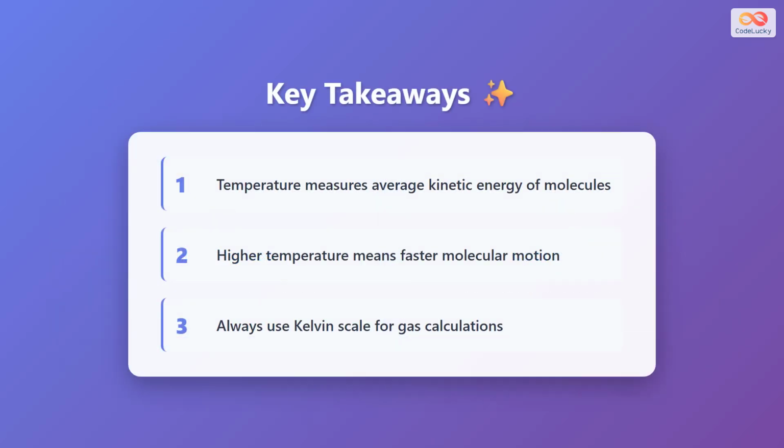Let's summarize what we've learned today. First, temperature measures the average kinetic energy of molecules. Second, higher temperature means faster molecular motion. This is a direct, proportional relationship. And third, always use the Kelvin scale for gas calculations because it starts at absolute zero, the point of no molecular motion. These three concepts form the foundation for understanding how gases behave and will be essential as we continue exploring gas laws in future lessons.